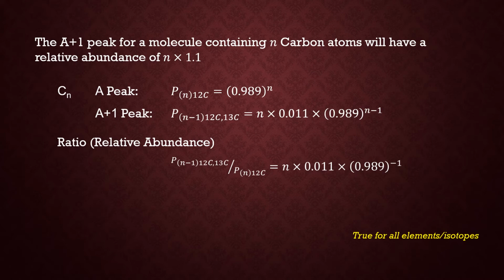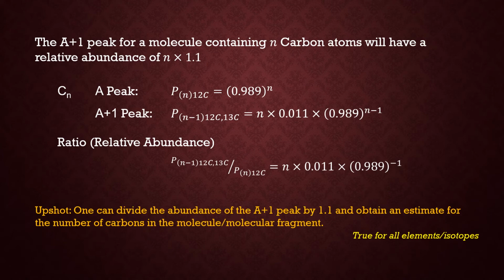The relative abundance of the A+1 to A is going to be the ratio of those probabilities, which gives me n times 0.011 times 0.989 to the negative 1 power. So this is going to be giving me roughly 1, or a little bit more than 1. So in fact, my A+1 is going to be indicative of how many carbons I have.